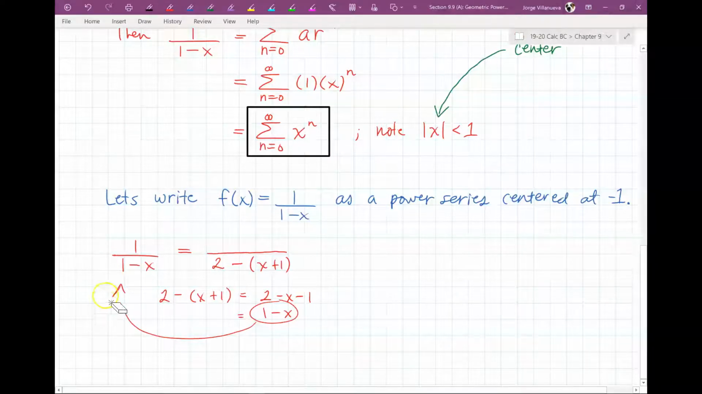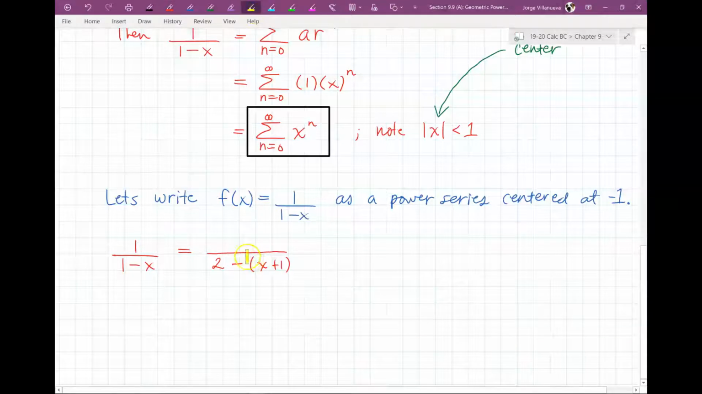Now, the reason why all this stuff happened is because I needed this piece here to show the center portion, centered at negative 1. Now that I have that, the top's kind of easy. I'll just put a 1. Okay? Now, here's the deal.